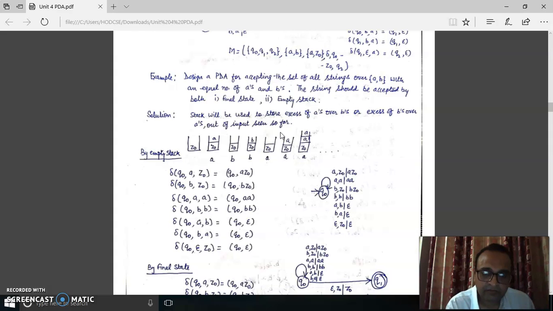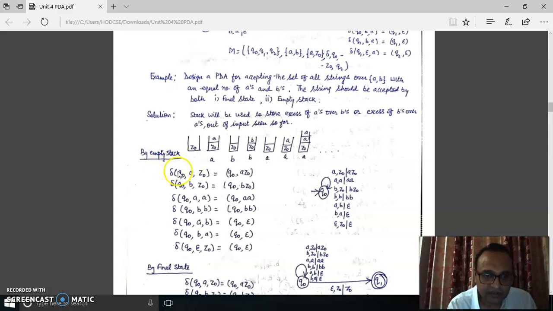Now suppose we read a from the input tape and b is on the top of the stack, so we will cancel that one: we will read that symbol from the input tape and we will pop that element from the stack also. And vice versa, suppose we read b and there is a on the top of the stack, so we will pop a from the top of the stack. And if the string has been exhausted and the stack top symbol is the stack initial symbol, in that case we will make the stack empty.